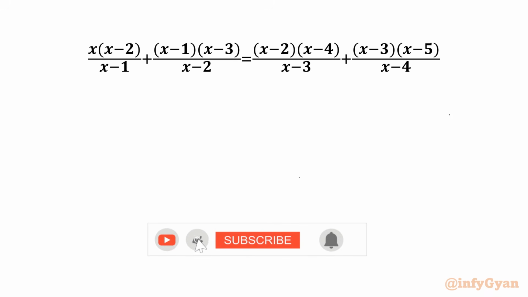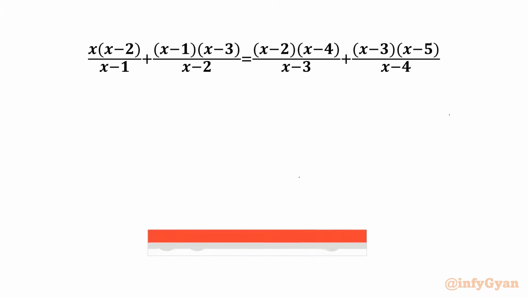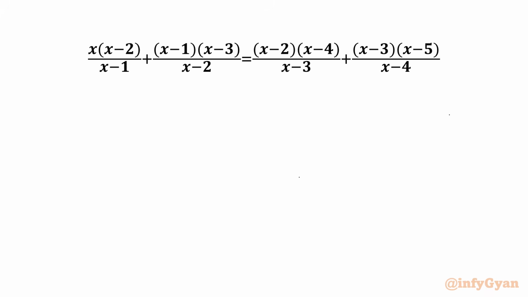Today we'll be solving one very interesting and challenging rational equation for the real values of x. So let's get started by writing over here denominators cannot be 0. So x cannot be 2, cannot be 3, cannot be 1, cannot be 4.